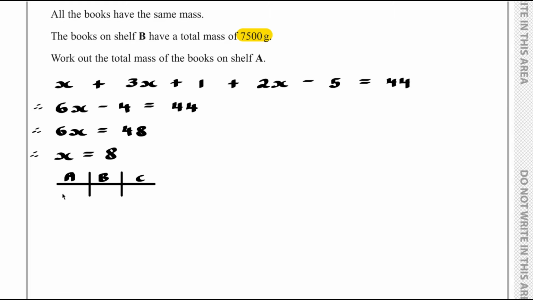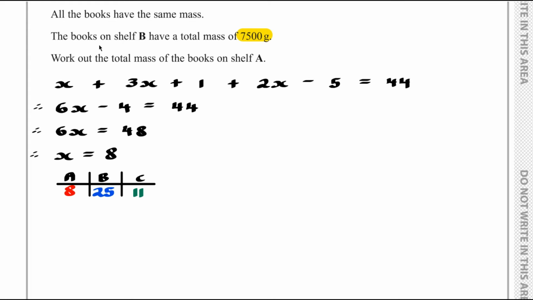We can find the total number of books on shelf A, B and C. We have x on shelf A, so that's 8. For B, we have 3x plus 1. 3 times 8 plus 1 is 25, so there's 25 books on shelf B. And for shelf C, we have 2x subtract 5, so 2 multiplied by 8 subtract 5, that's 11, so we have 11 on shelf C.